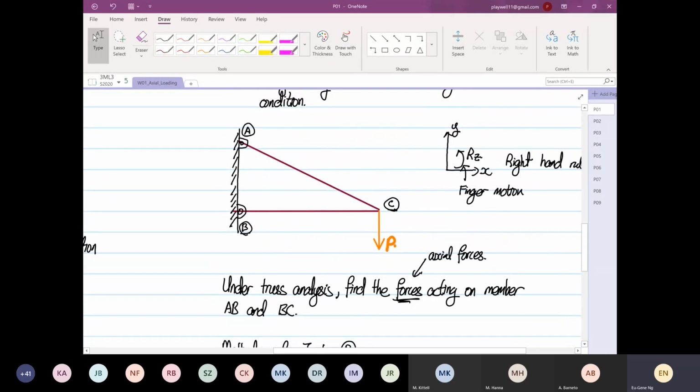Now, before I go on, can anyone tell me is member AC in tension or in compression? Tension. Well done. So you all were saying that this is under tension. And member BC is under what? Compression, all compression.